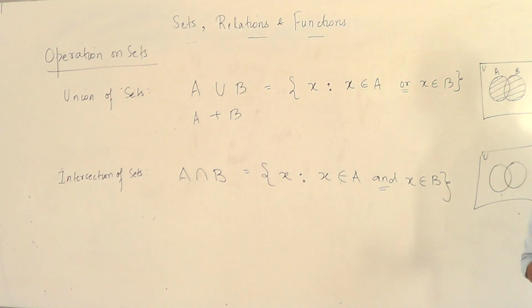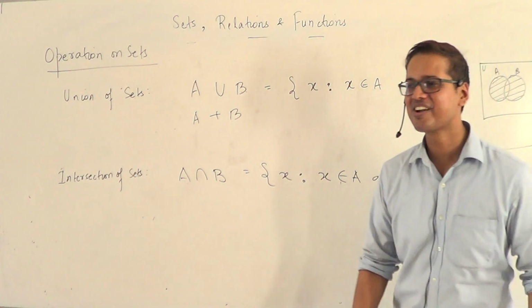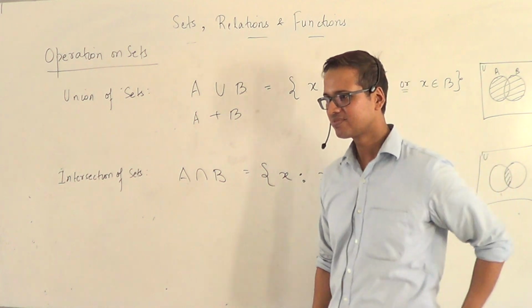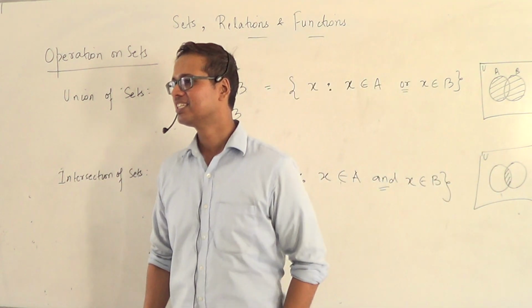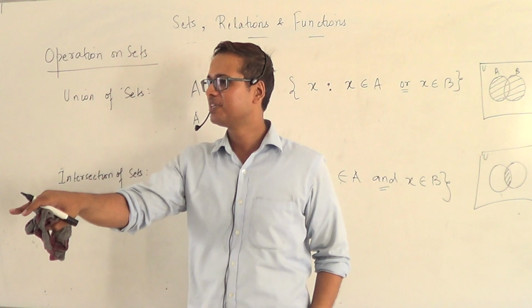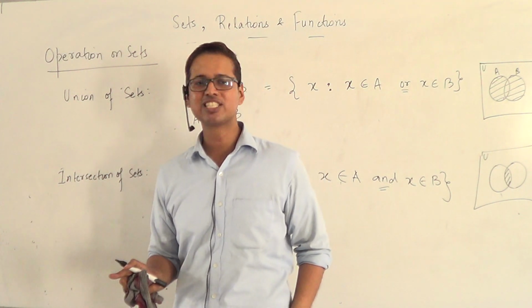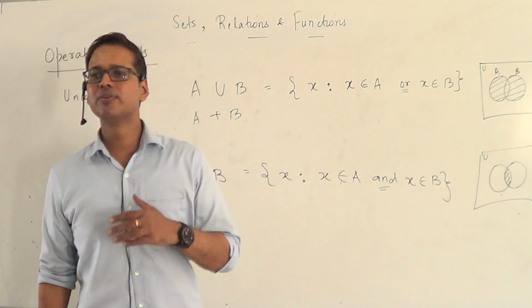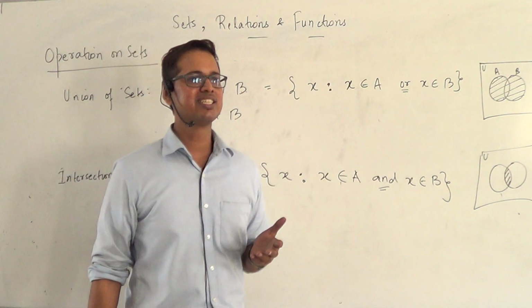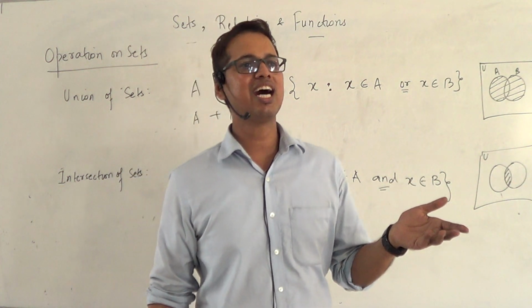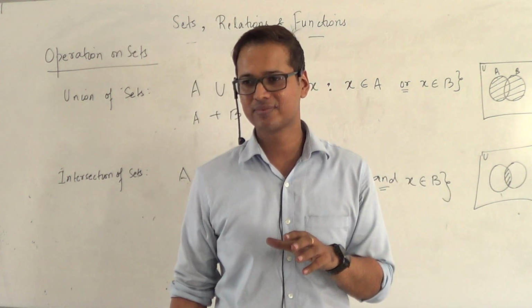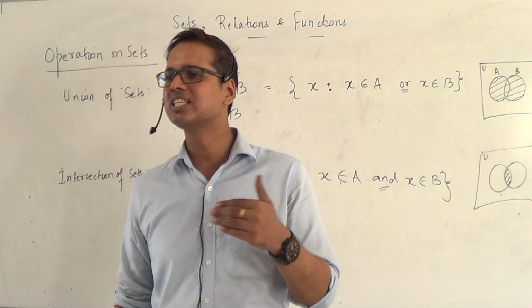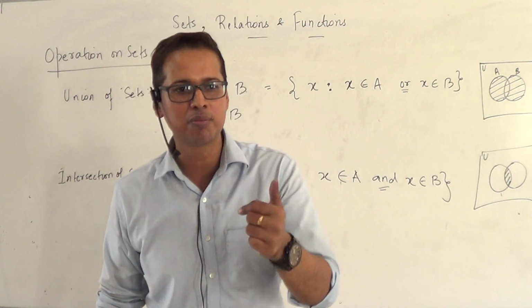One important thing I forgot: universal set. What is a universal set? It's a superset of all sets in the given context of the problem. A universal set is a set of which all sets in the question are subsets. Or you can say it's a superset of all the sets in the context of the problem.